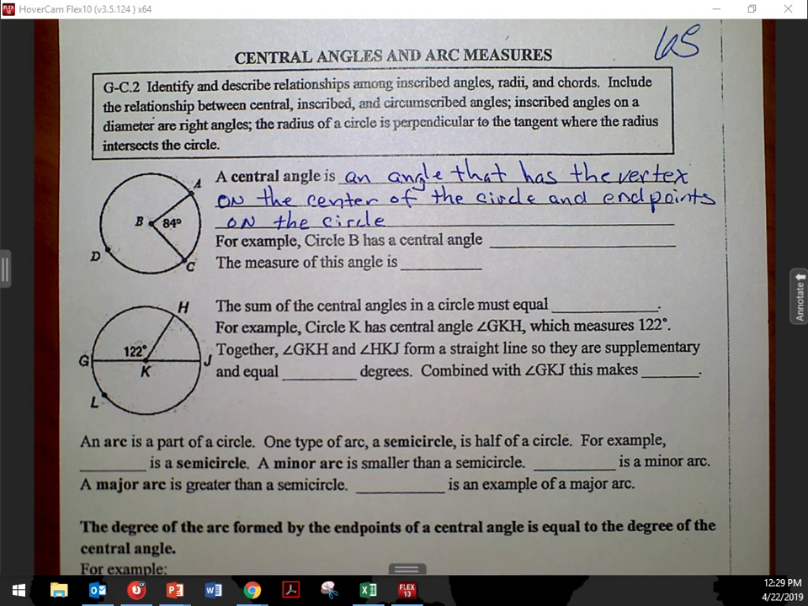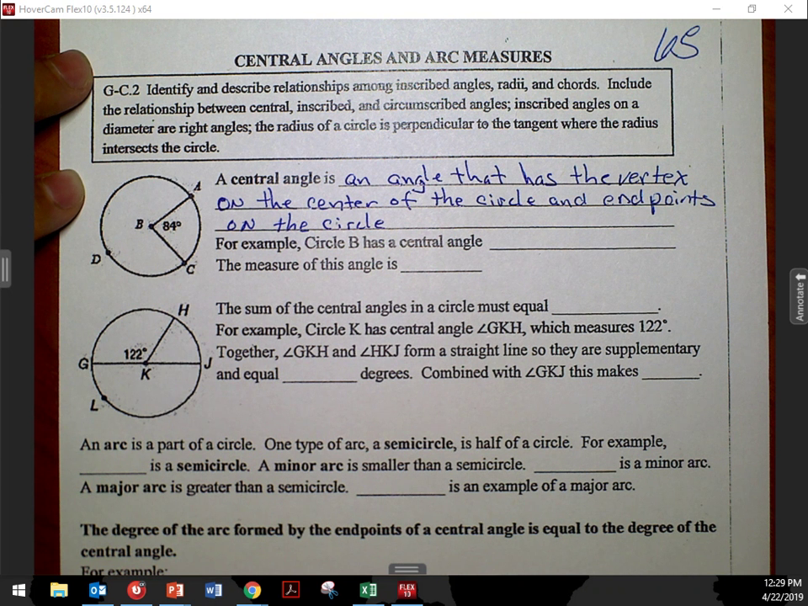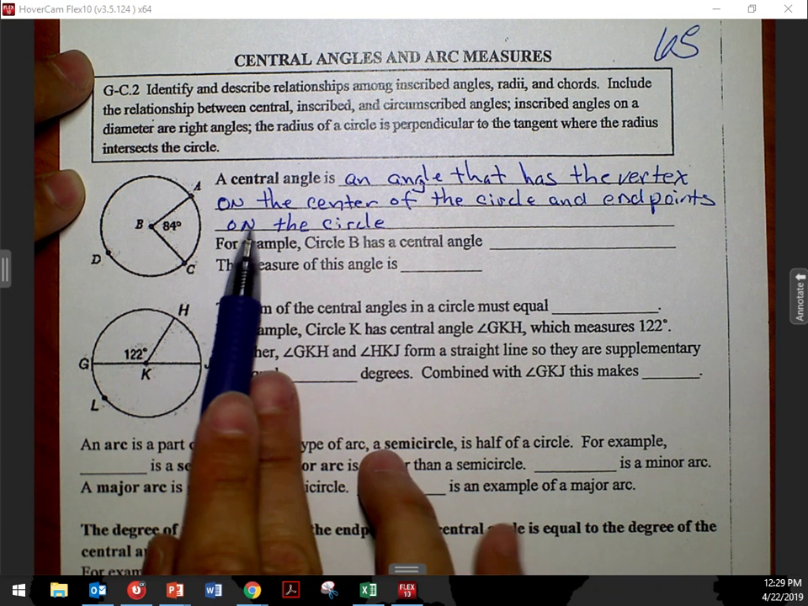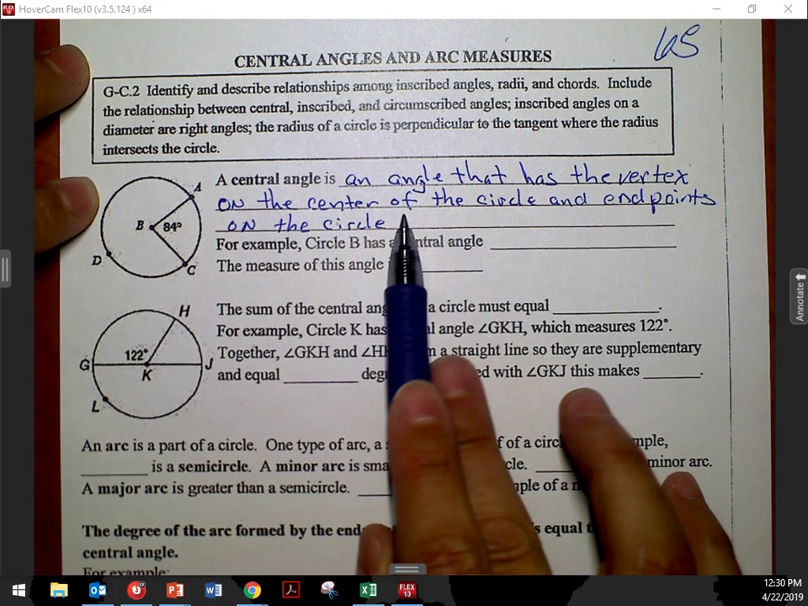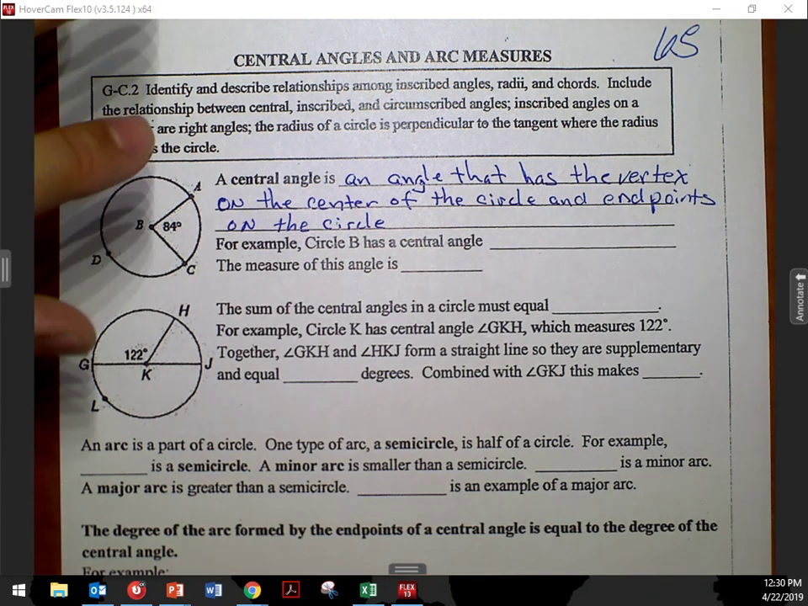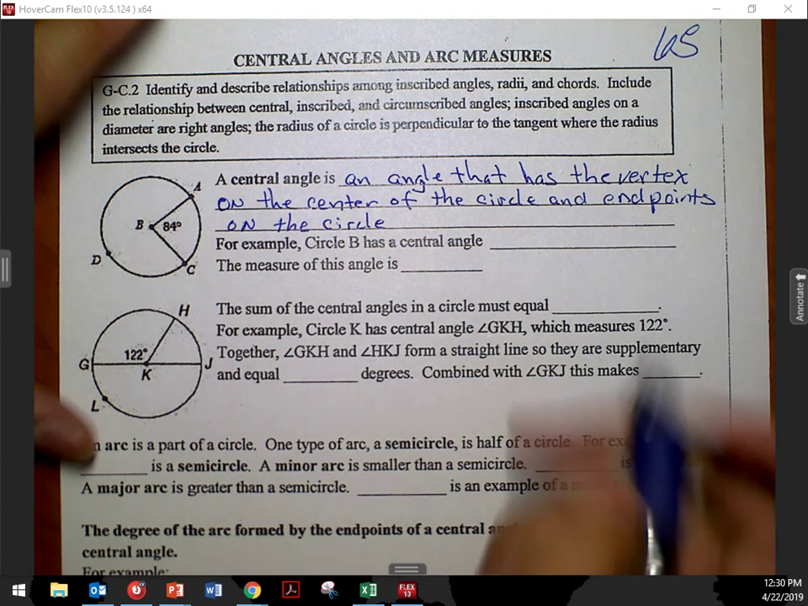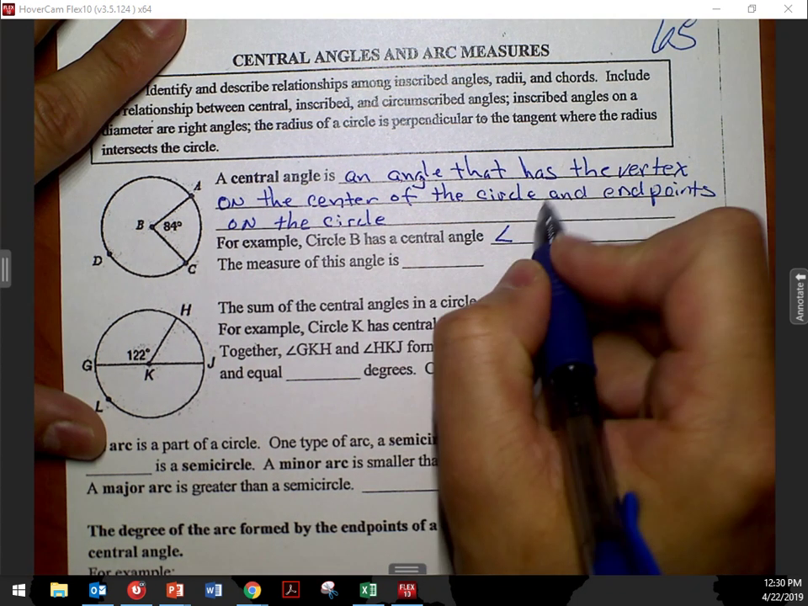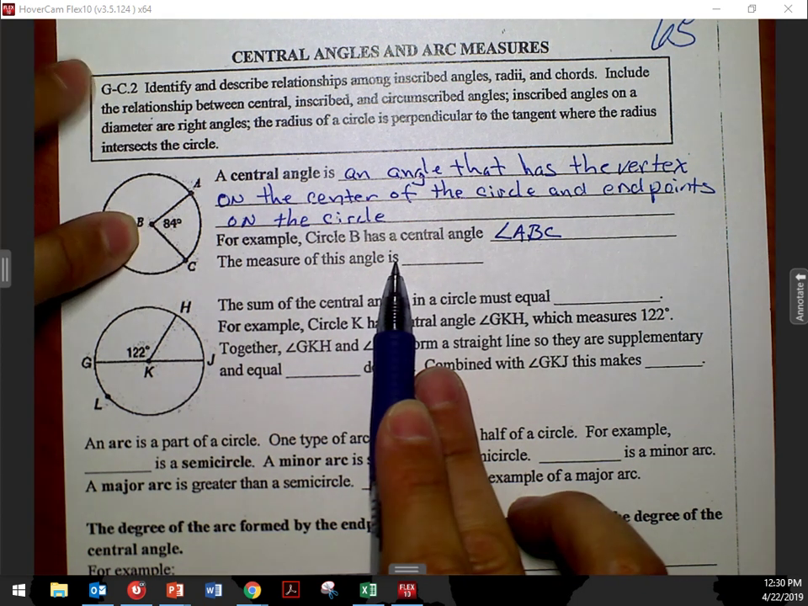It says an angle that has the vertex on the center of the circle and the endpoints on the circle. So B is the center of the circle, A and C are on the circle. For example, it says circle B has a central angle. So my central angle is going to be angle ABC, and the measure of the angle is 84 degrees.